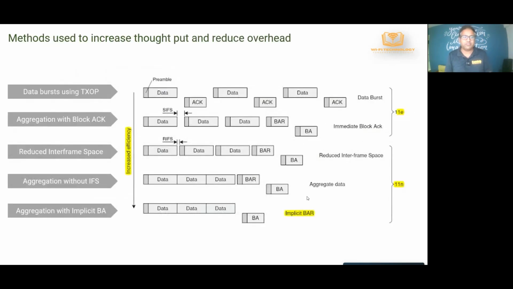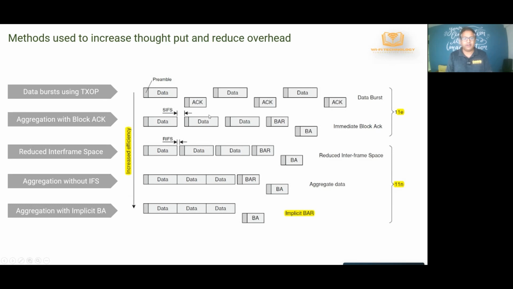So if you look at the various methods that have been introduced in the .11e and .11n standards, of course in .11e we came up with this concept of data bursts. I talked about that, where you send a data frame, you get an acknowledgement, immediately you send another data frame, and you get an acknowledgement, and so on.